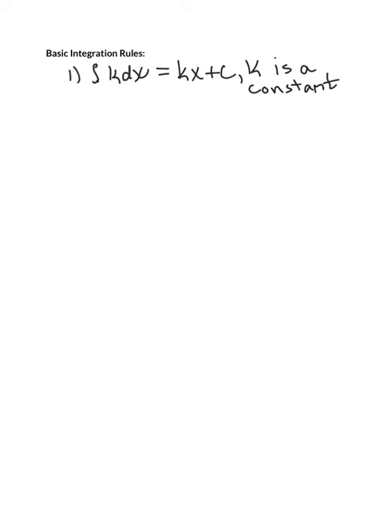We're going to begin looking at some of the basic integration rules. The first one is that if you are doing the integral of k dx, that will equal kx plus c, where k is a constant. For example, if you had the integral of 5 dx, that will equal 5x plus c. If your derivative equals 5, we know that the original function had to be 5x, and we must always write the plus c.